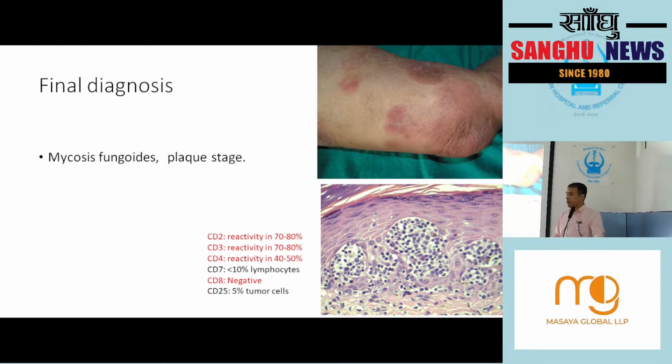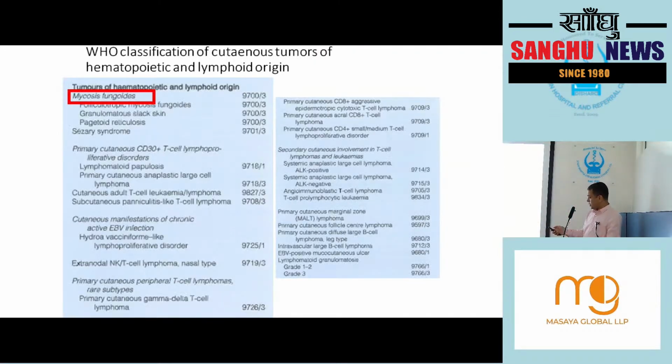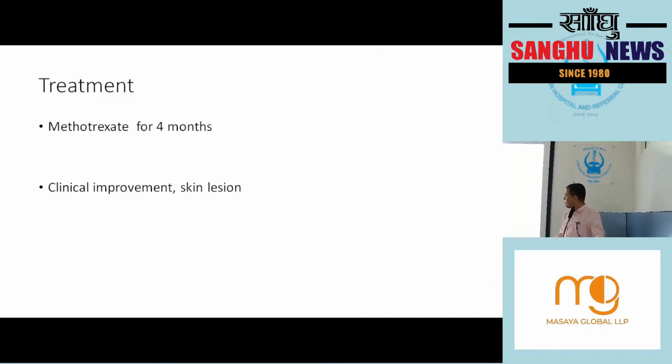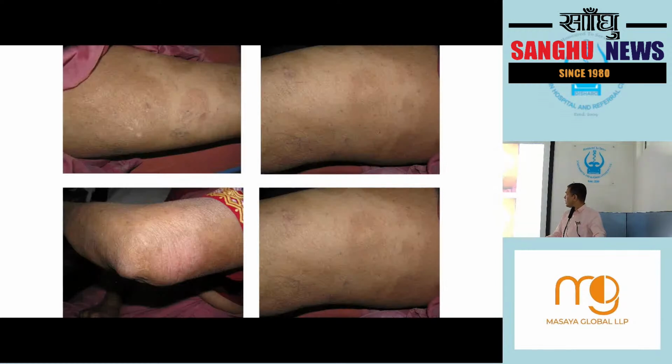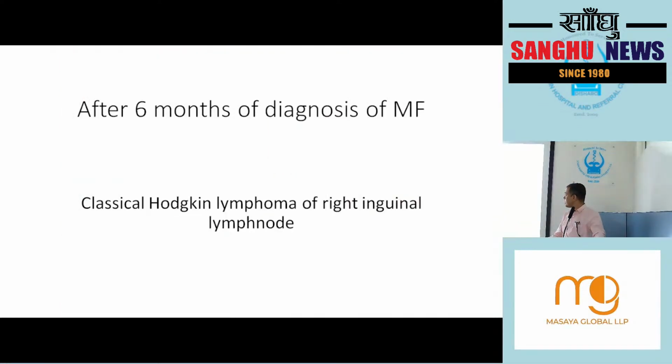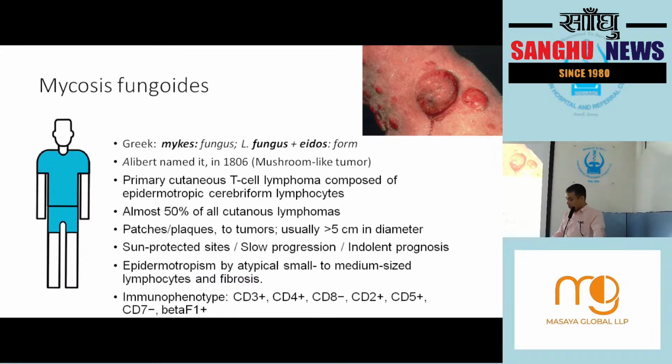MF, plaque stage. Band-like lymphocytic infiltrate, you see only in plaque. Collagen is there, it is only in the plaque type of MF. So this is mycosis fungoides, as it stands in the WHO classification. Patient got a better picture for 4 months and a little bit of improvement I can see. Some more photographs: after 6 months he developed a classic Hodgkin lymphoma of the inguinal lymph node. He was referred to the medical oncologist, and I didn't have a follow-up.